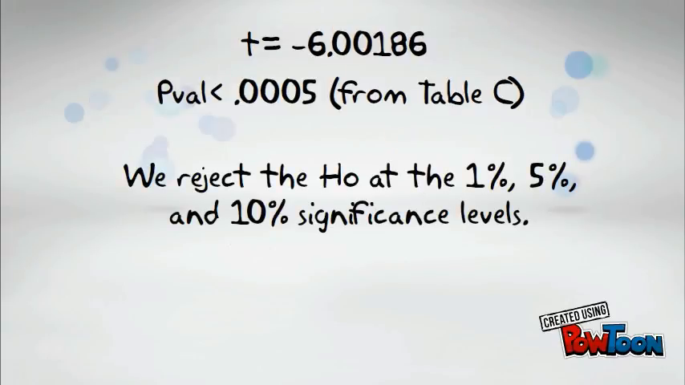From this unusually large t-value, we can infer that the p-value is lower than 0.0005 as taken from Table C. We therefore reject the H0 at the 1, 5, and 10% significance levels.